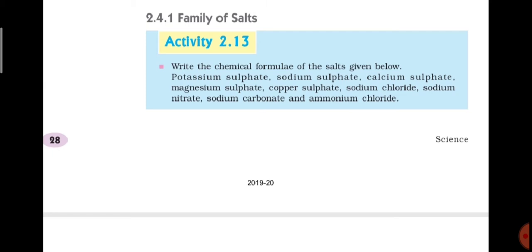Now the next one is given: sodium chloride, sodium nitrate, sodium carbonate. So if you have to identify which salts belong to the sodium family, then sodium sulfate, sodium chloride, sodium nitrate and sodium carbonate, because in these four salts the common ion which is present is sodium ion. And then some other examples are also given, like ammonium chloride. So if you have to identify which salts belong to the chloride family, the examples are sodium chloride and ammonium chloride. So like this only you have to identify the family of the salts given.